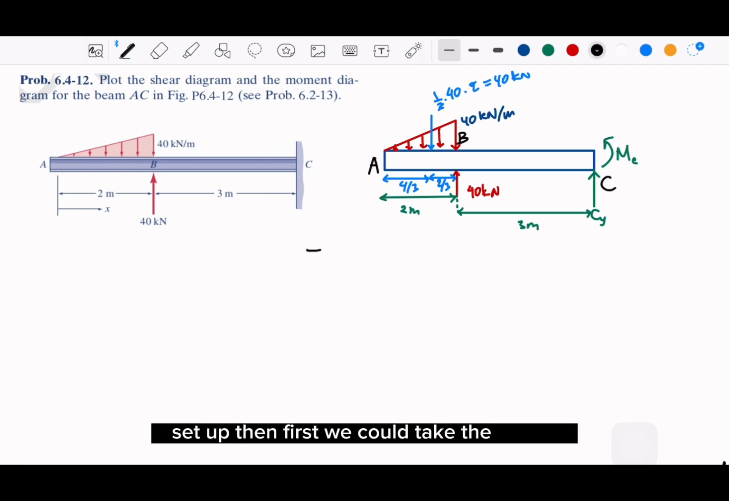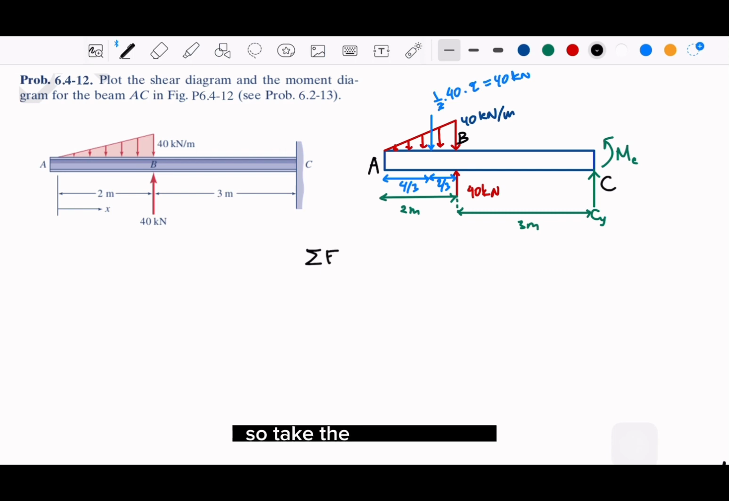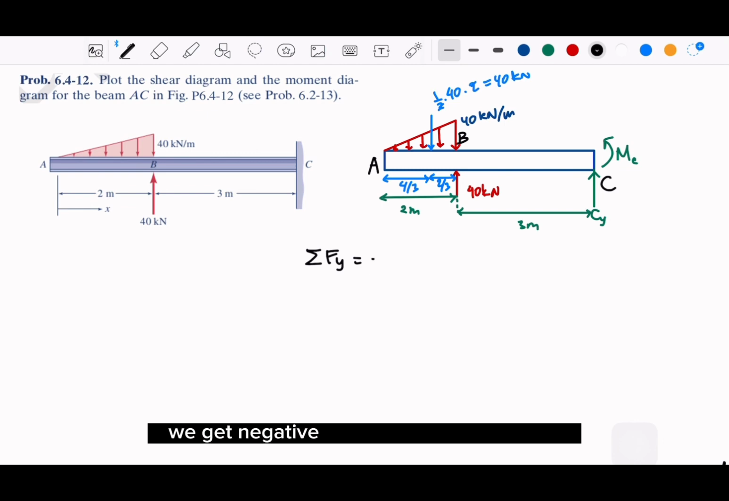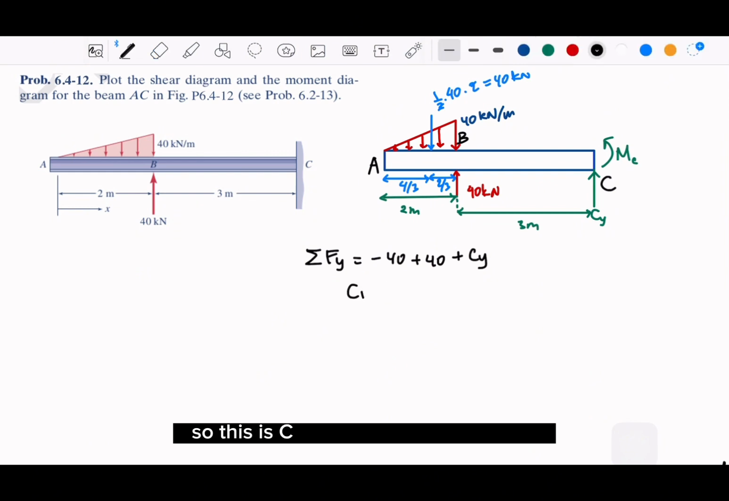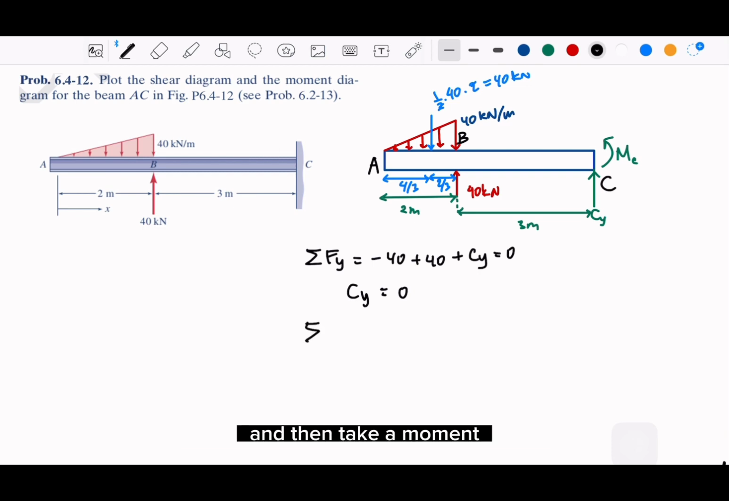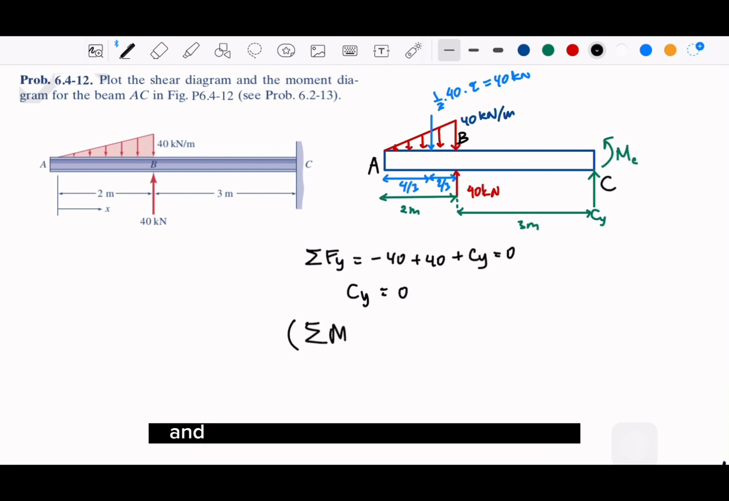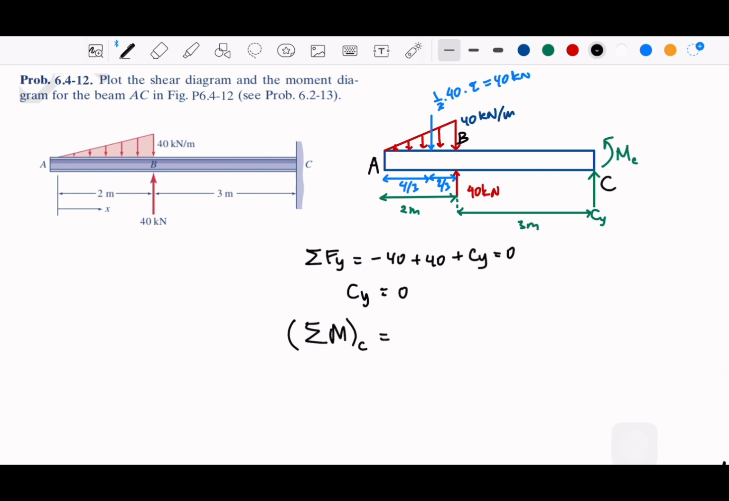Then first we can take the statics. The first is the sum of Fy. We get negative 40 plus 40 and then plus Cy. So we can simply say that Cy is equal to 0, right? Okay. And then take the moment, let's say we take it at C, so this is equal to 0.